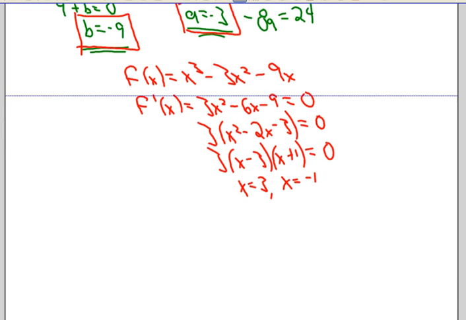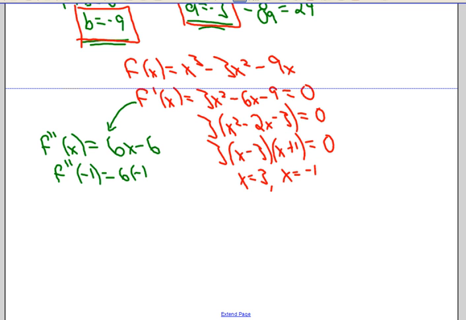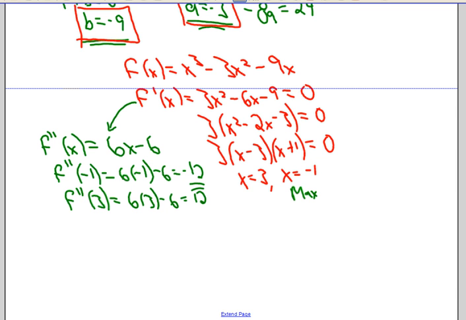Now, let's see, are these max or mins? And probably our easiest way to check is the second derivative test. So from the first derivative, I'll take the second derivative, and it looks like 6x minus 6. I'll sub in my -1 first. I have 6 times -1 minus 6. It is negative. My second derivative is negative, therefore I have a max when x equals -1. Let's sub back into our second derivative, put in a 3, and it looks like 6 times 3 minus 6. I have a positive value.